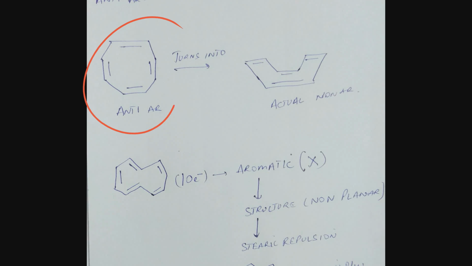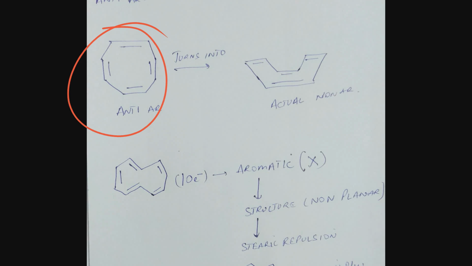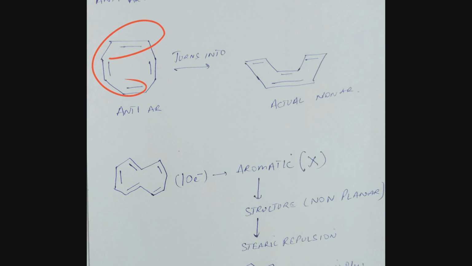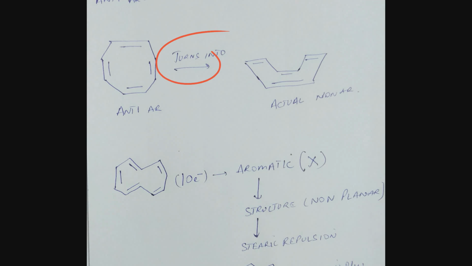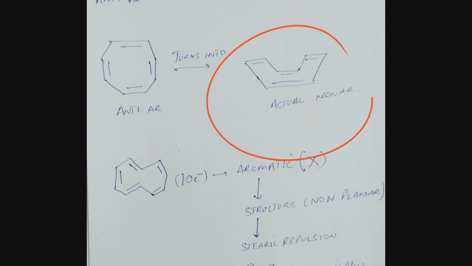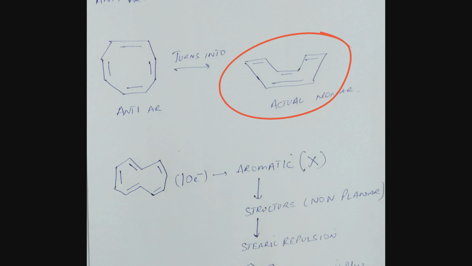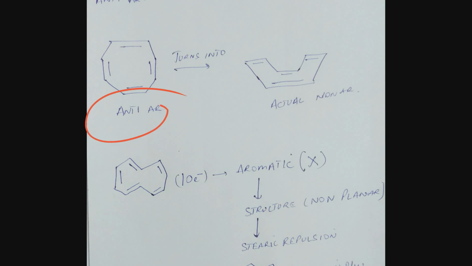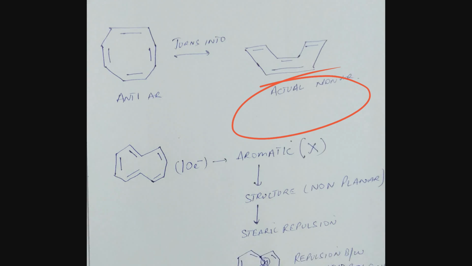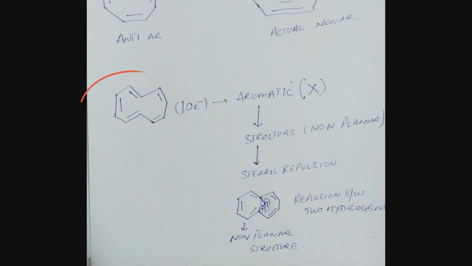Now here is another molecule. We can easily see that there are 8 electrons revolving around, and there is resonance, so it is anti-aromatic. But what it does is convert its shape into the boat form. By this it becomes non-planar, and we know that a non-planar structure cannot do resonance. If it does not do resonance, then it will not show aromaticity, and it converts from anti-aromatic to non-aromatic, which is more stable.